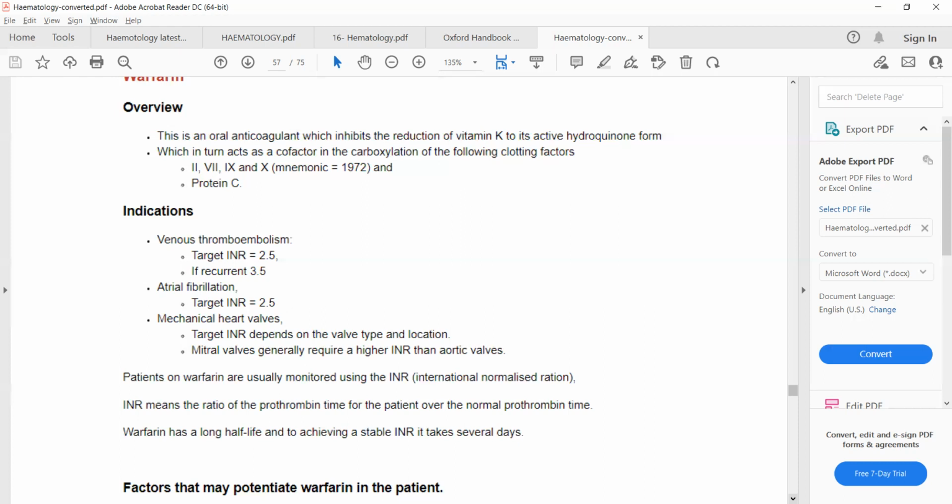Patients who are on warfarin are usually monitored using INR, International Normalized Ratio. What is INR, or International Normalized Ratio? It is the prothrombin time of the patient over the normal prothrombin time. So INR is calculated by dividing the prothrombin time of the patient by the normal prothrombin time. Remember that warfarin has a long half-life, and to achieve a stable INR, it takes several days.